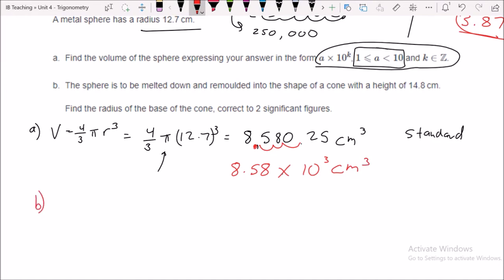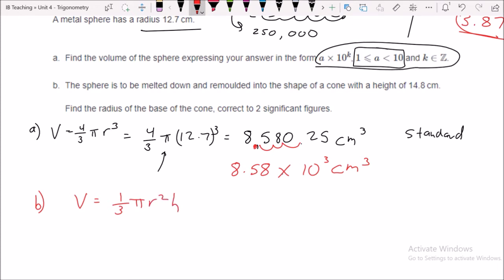Let's go to part B. The sphere is to be melted down and remolded into the shape of a cone with a height of 14.8. Find the radius of the base of the cone, correct to 2 significant figures. Okay, so it's a good idea always to start out with a formula. So like we know that volume of a cone, and that was written up above, is 1/3 pi r squared times height.